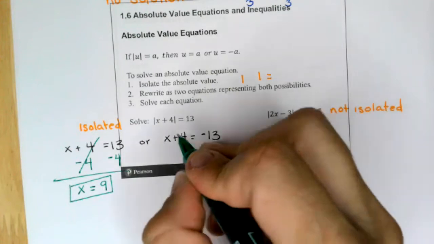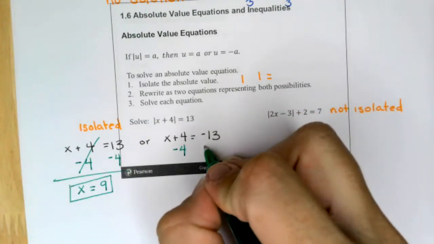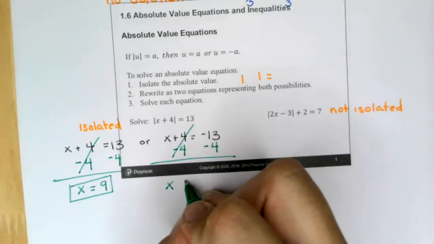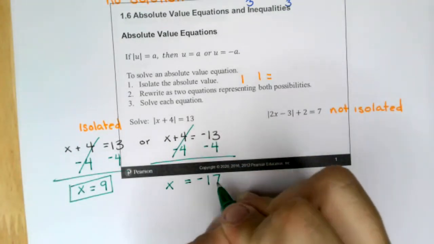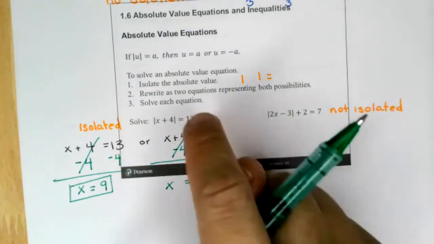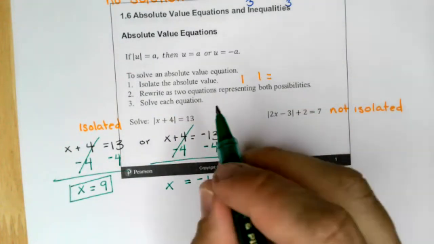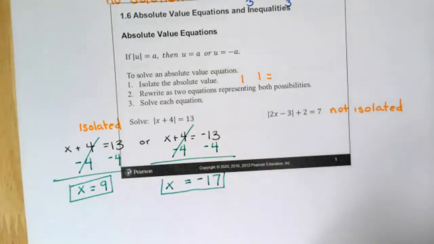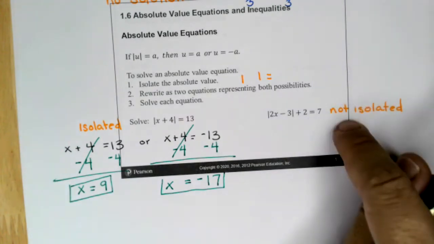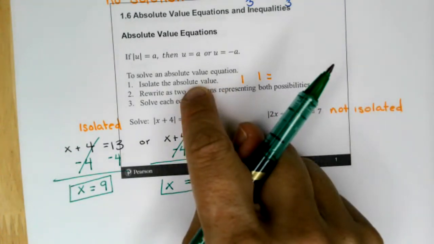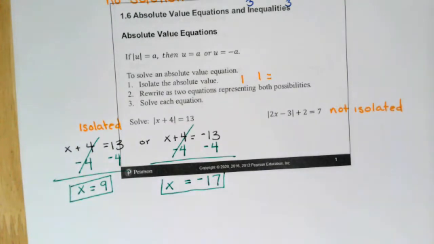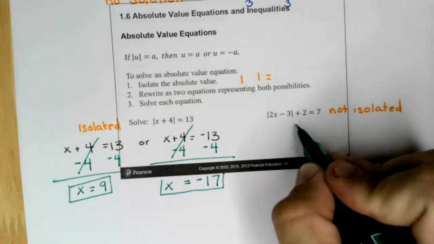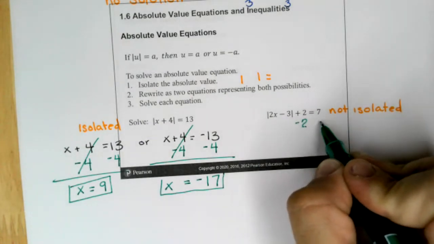All right, here, same thing. Solve for x. X is negative 17. Negative 17 plus 4 is negative 13. The absolute value of negative 13 is 13, so that one's okay as well. All right, this one's not isolated, so we need to take the first step before we rewrite it. The first step would be to get rid of the 2. It's a positive 2, so I'm going to do the opposite.